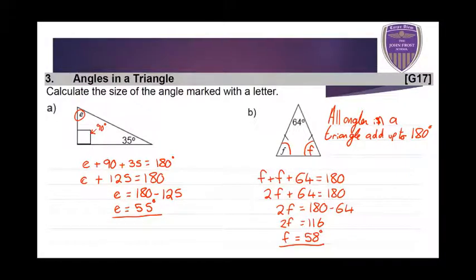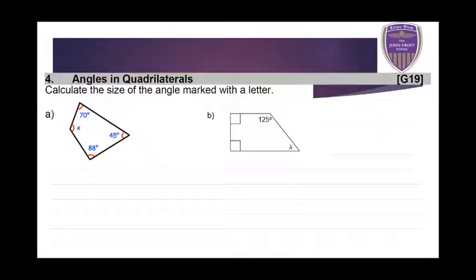Okay, next topic. Angles in a quadrilateral. So again, you're trying to find the angle marked with a letter. So in the first question, you're trying to find X, and in the second question, you're trying to find H. So pause the video and have a go at these questions.